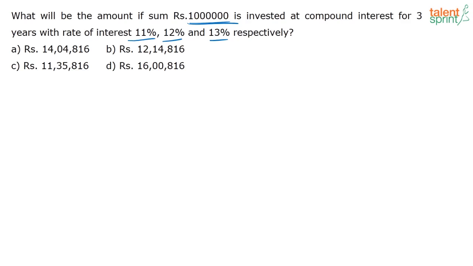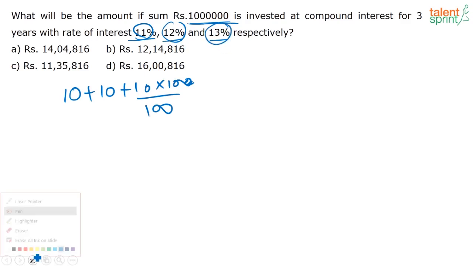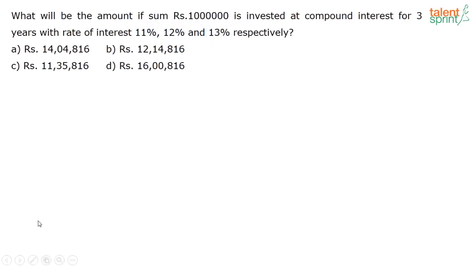So what is happening here? See, generally how do we use effective percentage? If it is for 2 years, if compound interest percentage was 10%, we just did 10 plus 10 plus 10 into 10 by 100. Correct? So this is what we were generally doing. Here what is the difference? They have given first year the interest rate is 11%, next year it is 12% and next year it's 13%. So again, normal effective percentage method that we follow.